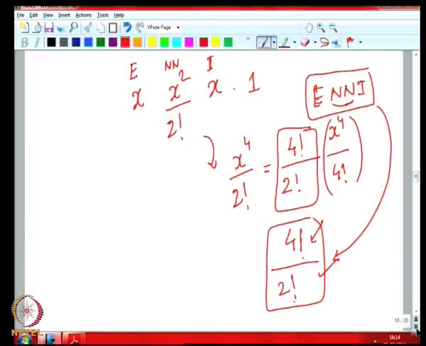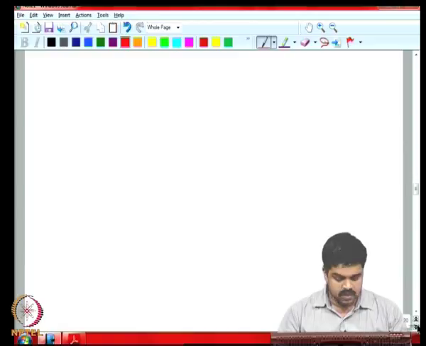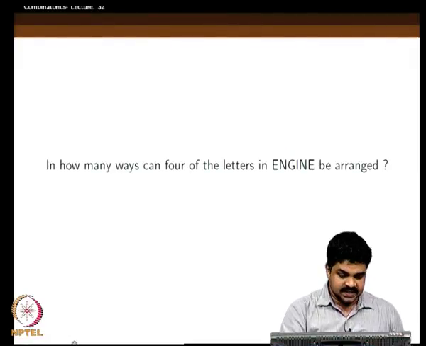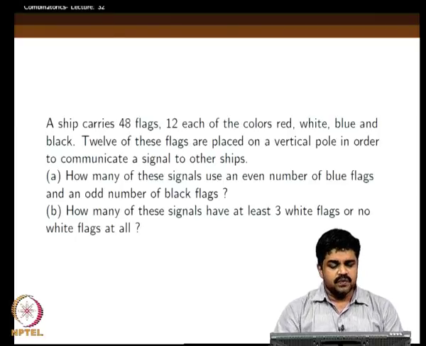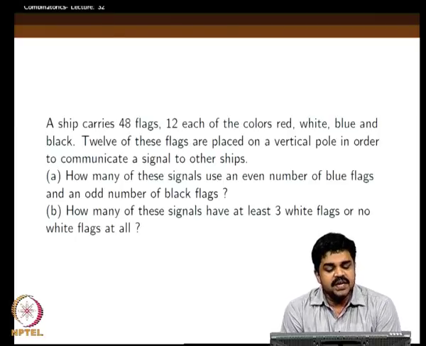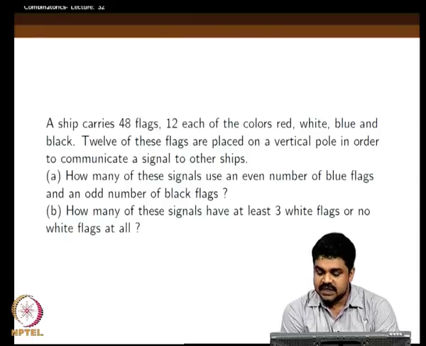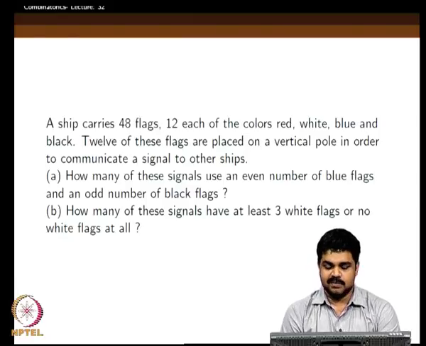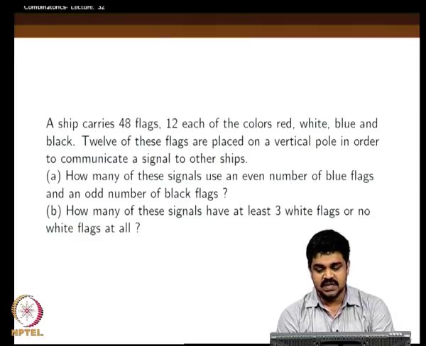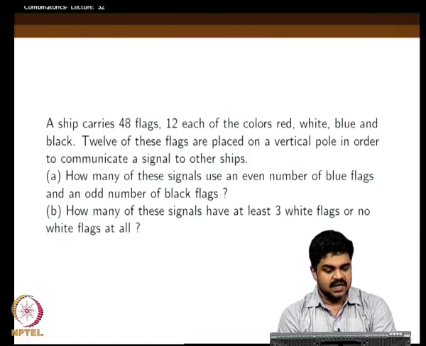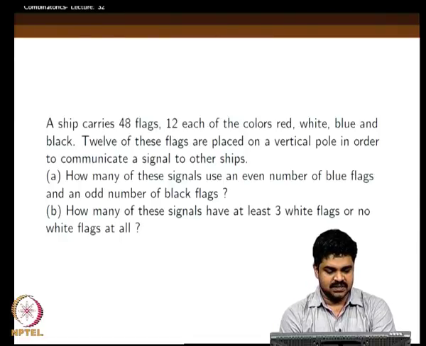Now, let us take a new example which will make things clearer. A ship carries 48 flags, 12 each of the colors red, white, blue and black. That means we have 12 red flags, 12 white flags, 12 blue flags and 12 black flags.